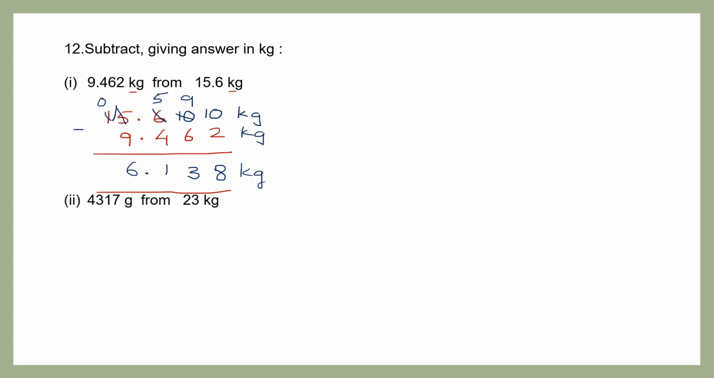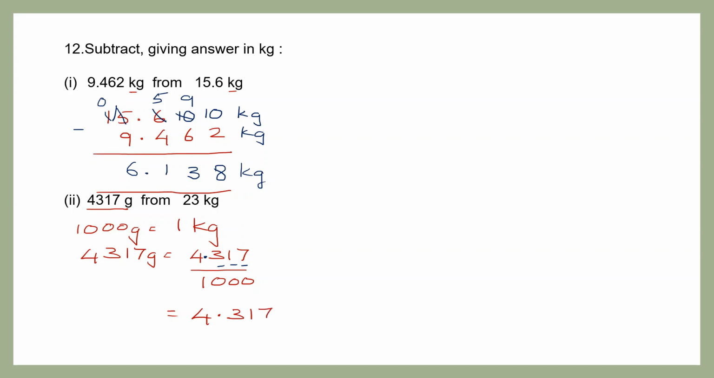Second one, subtract 4,317 grams from 23 kilograms. So the first step is to convert this into kilograms. 1,000 grams make 1 kilogram. So 4,317 grams will be 4,317 divided by 1,000. Since there are 3 zeros, the point will move 3 places to the left and come here. So I get 4.317 kilograms. Now let's start our subtraction.